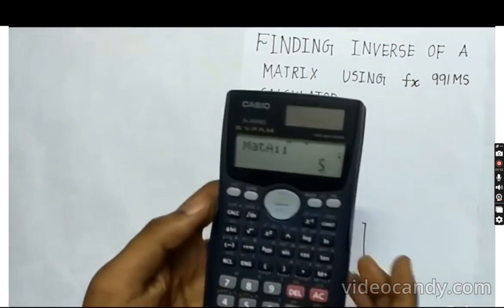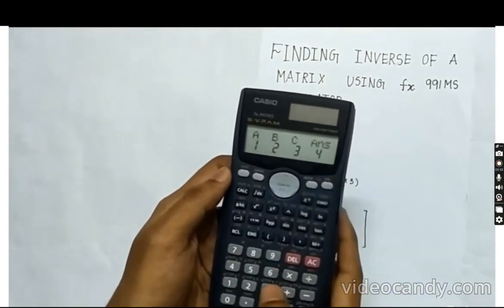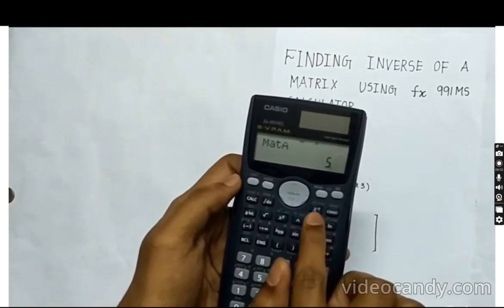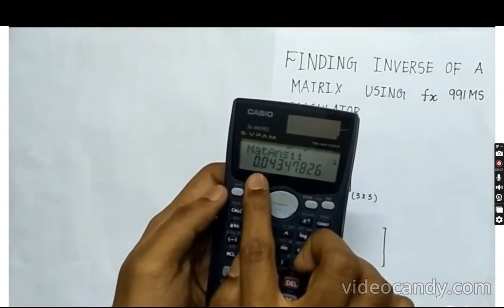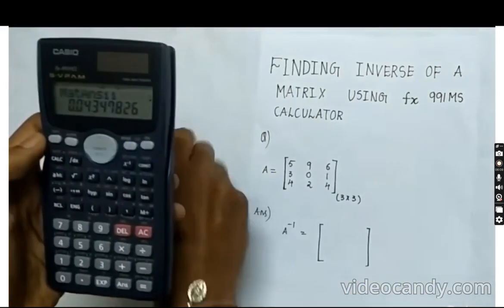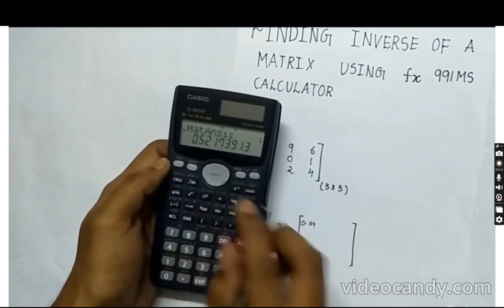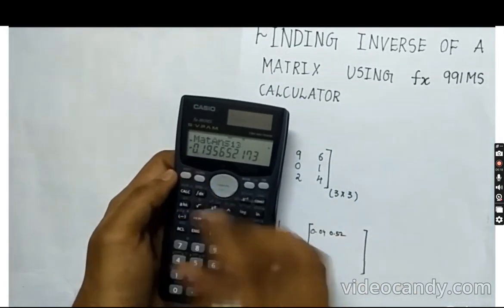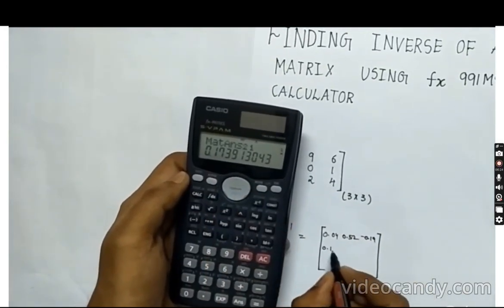Now press Shift and 4, then choose Matrix 3, and my matrix is A, so 1. Now it will display matrix A. Just press the inverse key on your scientific calculator. Now it will give you the values of the inverse of the matrix. Using the navigation keys, get the values for each place and write them down. This is how you can calculate the inverse of your matrix using a scientific calculator.